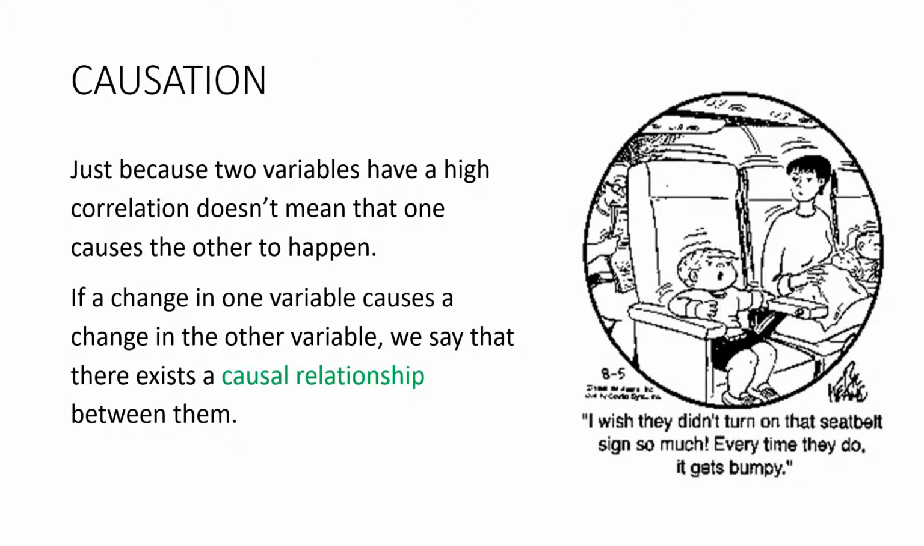Now, causation. Just because two variables have a high correlation doesn't mean that one causes the other to happen. If a change in one variable causes a change in the other variable, we say there exists a causal relationship between them. And here's a couple of comics that I'm going to show you. This one says, "I wish they didn't turn that seatbelt sign on so much. Every time they do, it gets bumpy." But of course we know the seatbelt sign is not causing the turbulence. It actually happens because of the turbulence as well. So there's no causal relationship between the seatbelt sign and the turbulence.